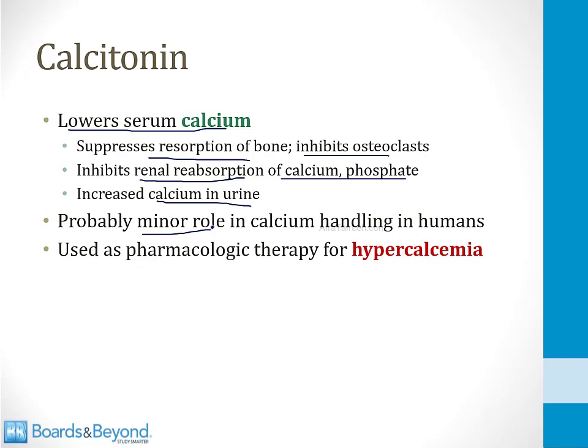Parathyroid hormone is the major hormone for controlling calcium levels. However, calcitonin is important as a pharmacologic therapy in symptomatic hypercalcemia. Patients who develop very high calcium levels, usually from malignancy, can become symptomatic. One of the therapies you can use to bring down their calcium level is to administer calcitonin as drug therapy. And that concludes our video on the thyroid gland.